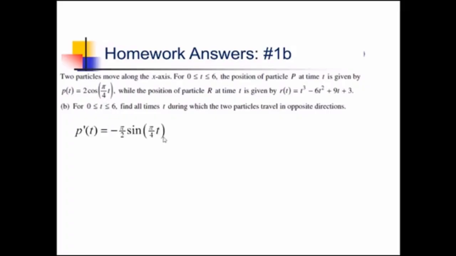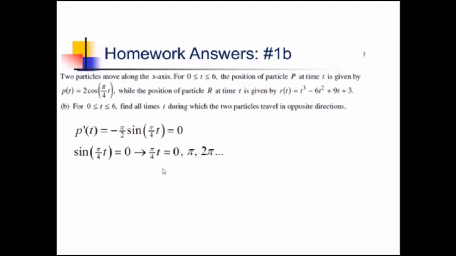Sine of pi over 4 times t. And I'm going to set that equal to 0 now and solve. So my first step, let me just get rid of this negative pi over 2. If I divide both sides by that, I have sine of pi over 4t equals 0. And now I'm going to take the inverse sine of both sides. So let's see here. Where does sine take on a value of 0 on the unit circle? Well, that happens at 0, pi, because at 180 degrees you still have a y value of 0, 2 pi, and so on and so forth, basically every integer multiple of pi.